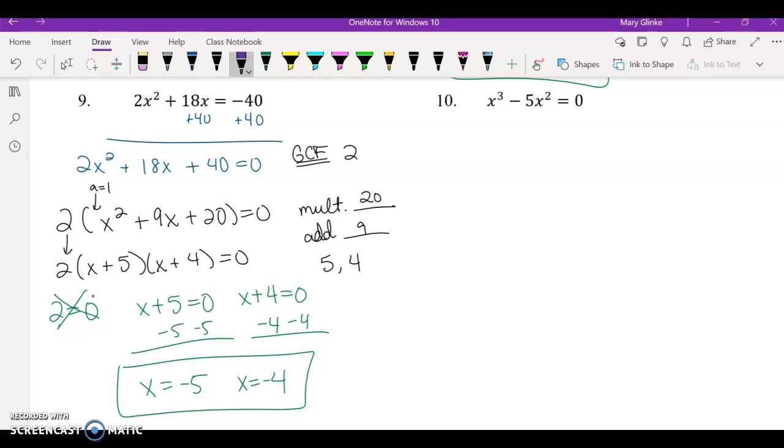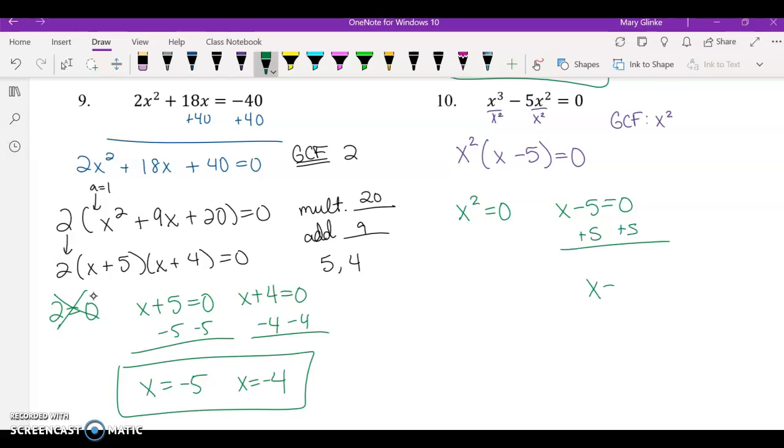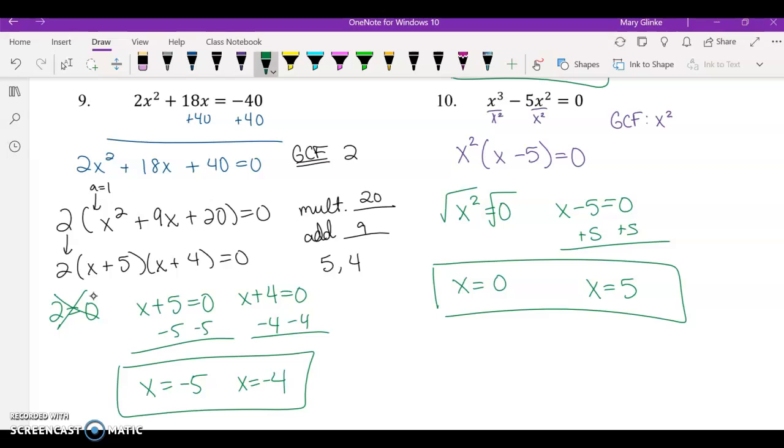For number 10 here, it's already equal to 0, so now I'm going to go ahead and factor this. So my first rule of factoring is look for a GCF, and I notice my GCF is x squared. So I'm going to divide out my x squared from each of these, and I would be left with x minus 5 as my other factor. Then I'm going to set each factor equal to 0 and solve. So one of my solutions is 5. The other one, in order to solve it, I would take the square root of 0, and it would remain 0. So I do get 2 answers for them, and that one is 0 and 5.